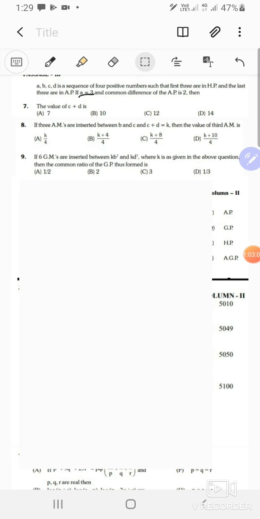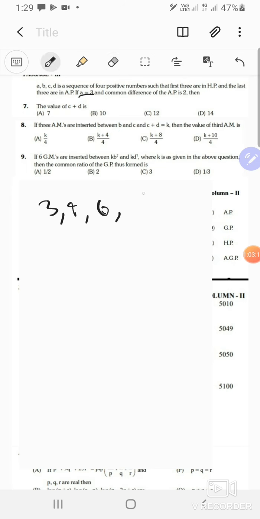So you got 3, 4 and c and d. Also c equals b plus 2, that would be 6 in this case, and similarly d would be 8, right? That's a, b, c, d. Are these in harmonic progression? 1 by 3, 1 by 4 and 1 by 6? Let's see. This is nothing but 4 by 12, this is 3 by 12, and this is 2 by 12. These are in harmonic progression. Very nice.